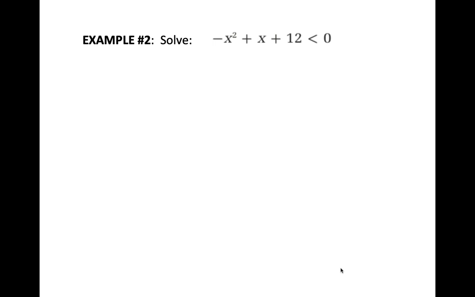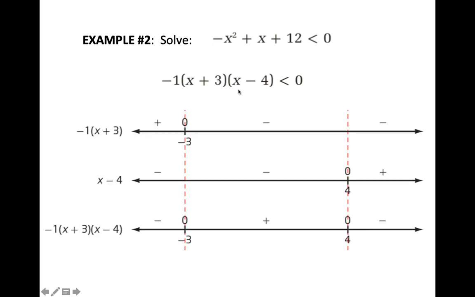Okay, now what if we did it the other way, where we factored it first and tested things? So we factor it down into this. Let's see what happens.